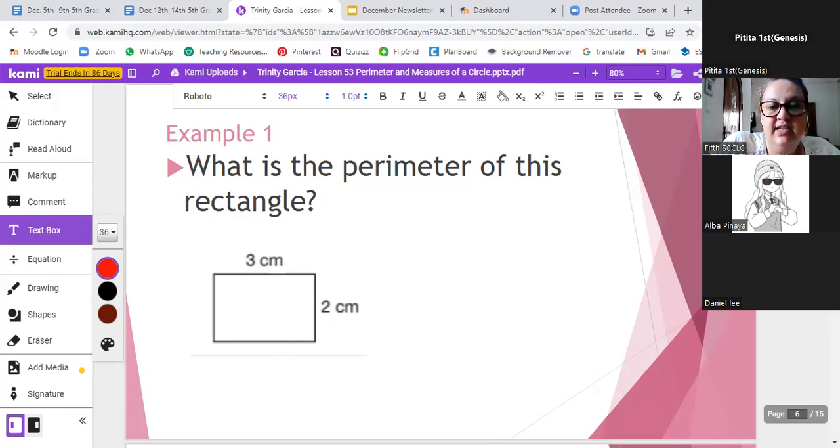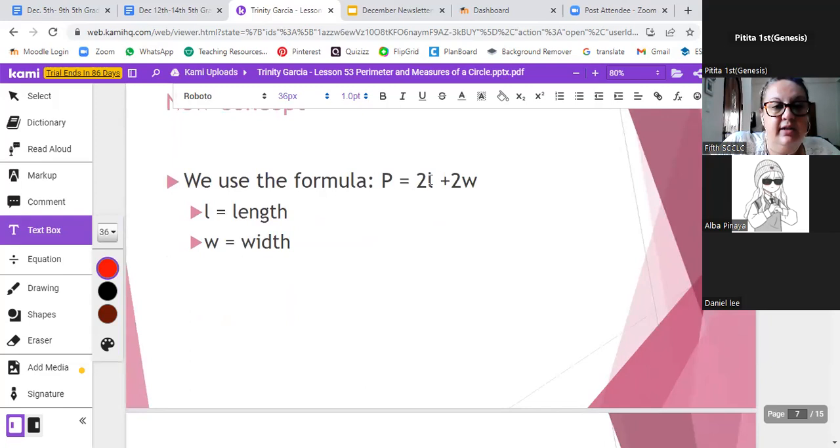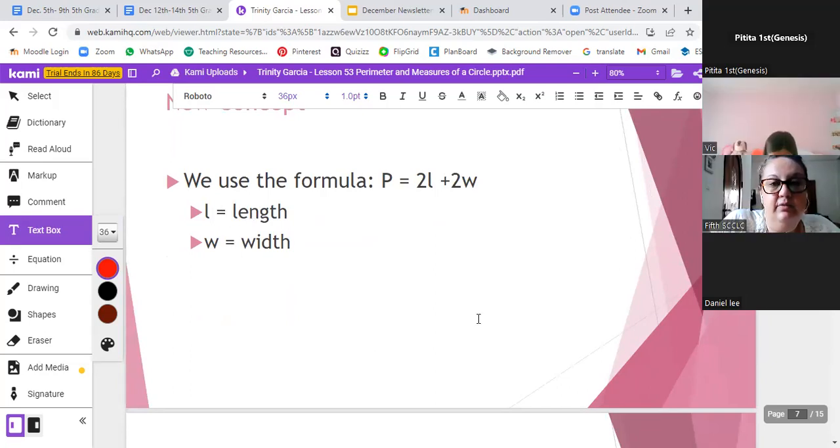Okay, to find a rectangle's perimeter is easy. It's length times 2 plus width times 2 and you get the perimeter. So here's how they wrote it out: 2 times the length plus 2 times the width. L equals length and W equals width.